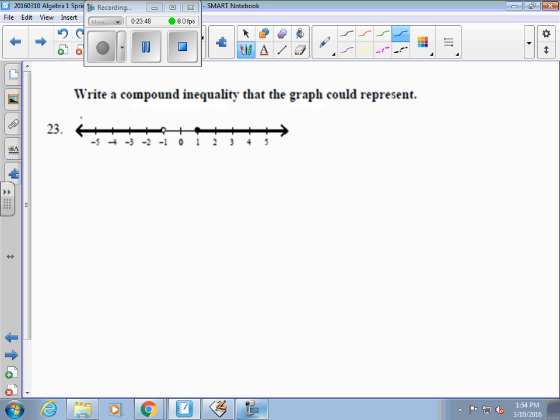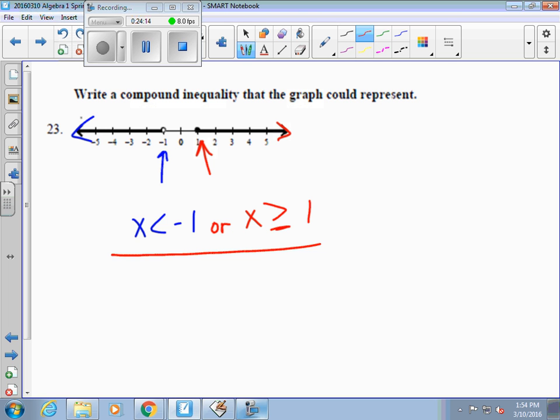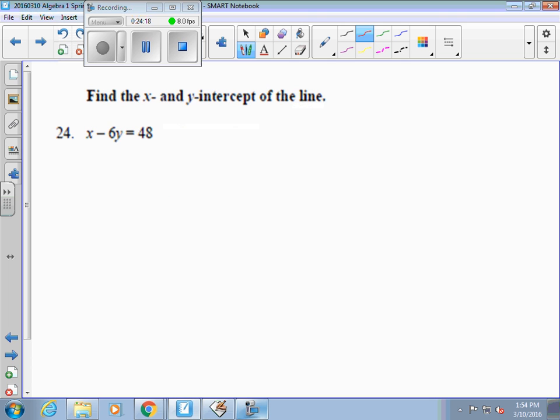23, write a compound inequality for this one. So right here you have negative 1, x and negative 1. That's an open bubble, so it's less than. You can see it goes this direction, so x is less than negative 1. This one right here is 1, x and 1. It's a colored bubble this time, so that means or equal to. You know it's going to be or equal to, and it goes this direction, so x is greater than or equal to. It's not an overlapping area. Since it's not an overlapping area, this is an or inequality. X is less than negative 1, or x is greater than or equal to 1.